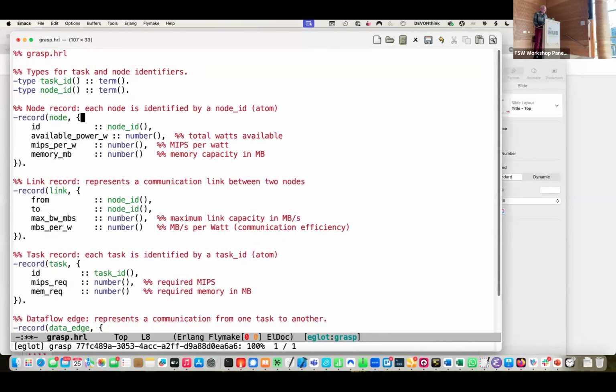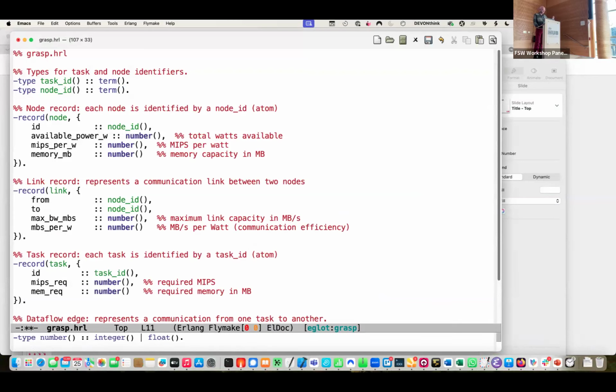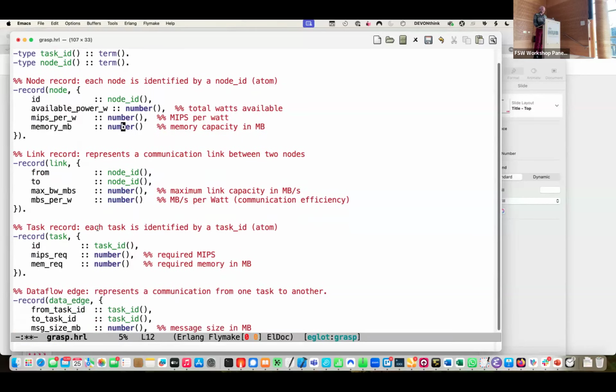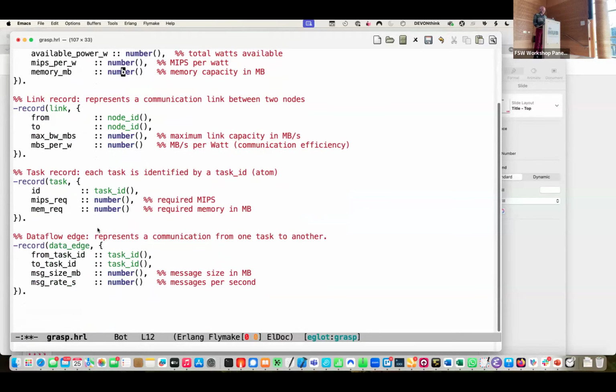So we have a bunch of records where we model our nodes. We have an ID, which can be anything. And what we model is the available power in watts, a rate like MIPS per watt. That's how much computation costs us and how much memory we have. And then on links, we also have the megabits per second per watt, or bits per joule or something, the max bandwidth and what they connect to. So it's a very simple model, and it models the processes and the nodes.